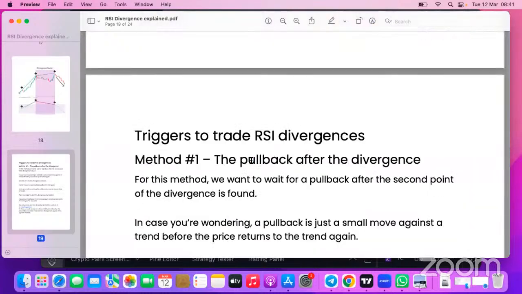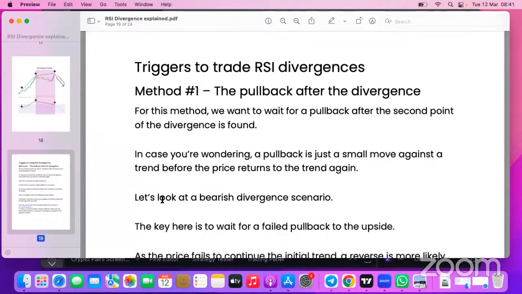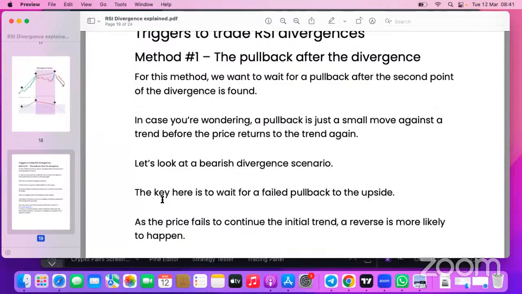Okay, so triggers to trade RSI, point one, the pullback after the divergence. In this method, we want to wait for the pullback after the second point of the divergence is formed. A pullback is just a small move against the trend. So let's look at the bearish divergence scenario. The key here is to wait for a failed pullback to the upside.